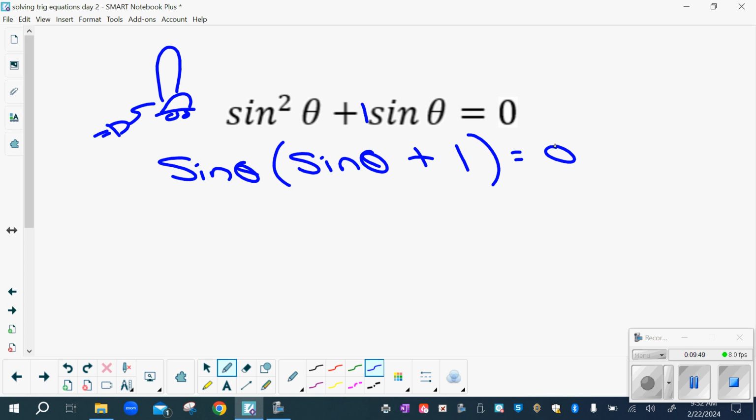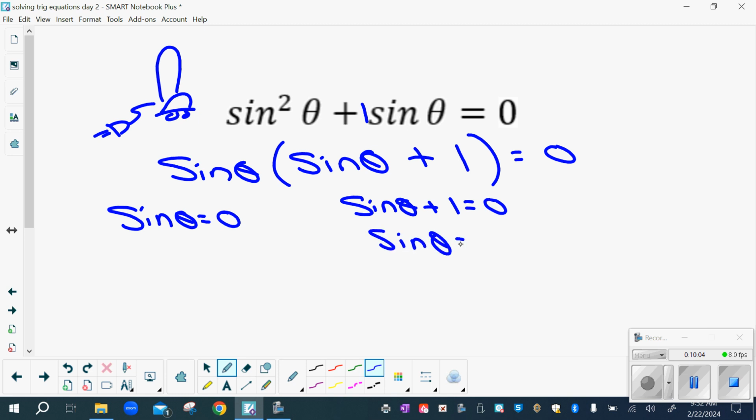Here's one baby problem. Sine theta equals 0. And here's the other baby problem. Sine theta plus 1 equals 0, or sine theta equals -1. So I'm going to go to my magical unit circle, and I'm going to say, where is sine 0? And it's 0 at 0 and 180.